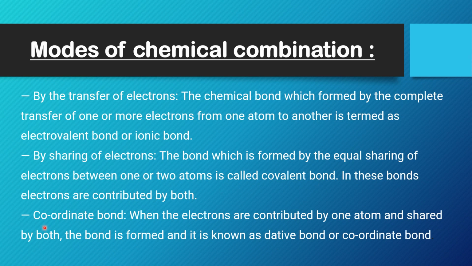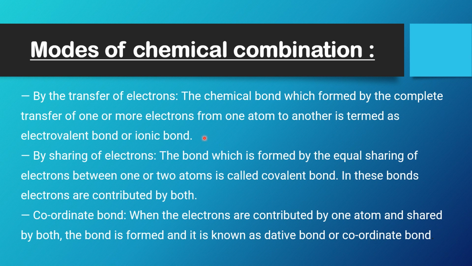Next, the coordinate bond. When the electrons are contributed by one atom and shared by both, the bond formed is known as a dative bond or a coordinate bond. It is mutual helpfulness between the two, A and B. They mutually solve the problem of achieving the octet of a noble gas. We have to take an example to get better knowledge about the coordinate bond.